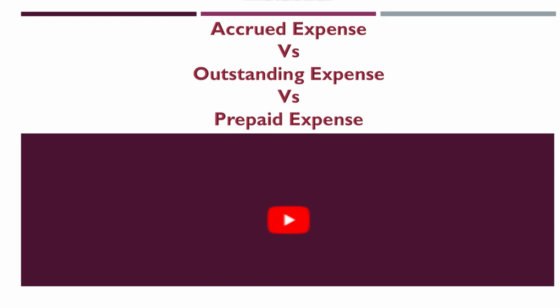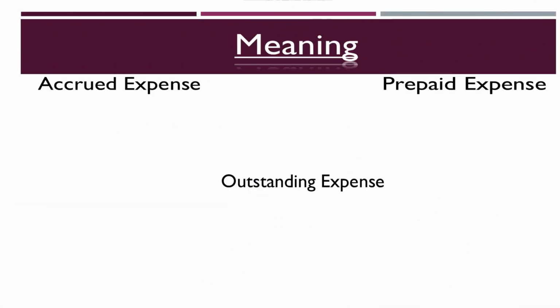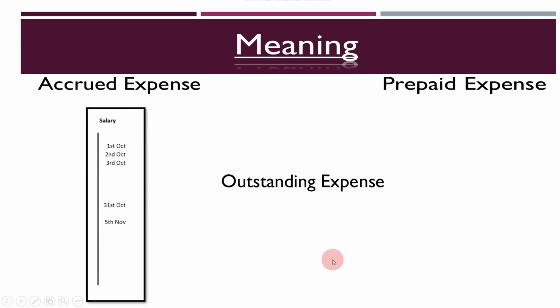So before moving to the meaning of all of these three expenses, we'll take an example and try to understand all these three terms. The example is with the salary. So it's for the month of October. An employee is working for the entire month. Let's say on 1st of October, the employee has worked. So the salary has been incurred for that particular day, but it is not yet due because it has not been invoiced. Even for the 2nd of October, the employee is still working. 3rd October, it's still working. It works for the entire month, but it becomes due only after 31st of October.